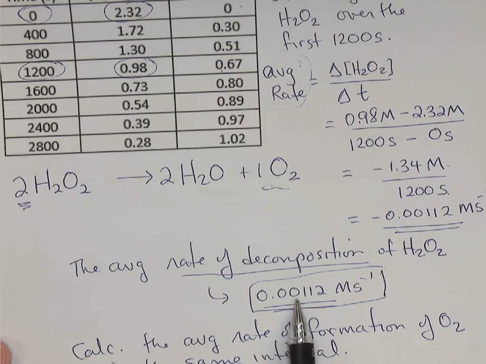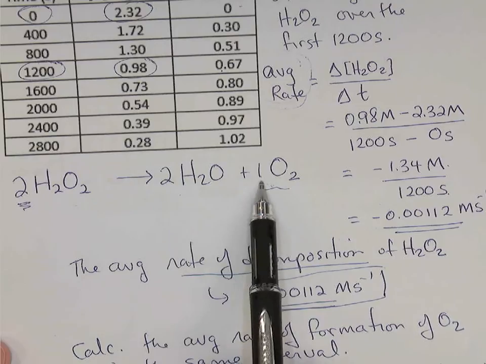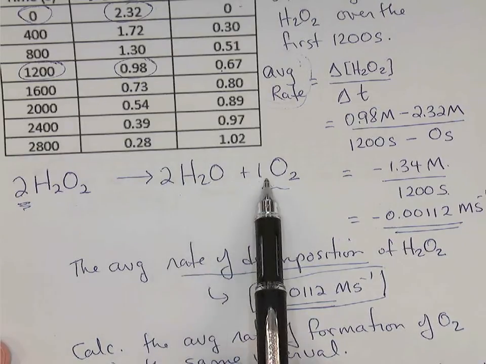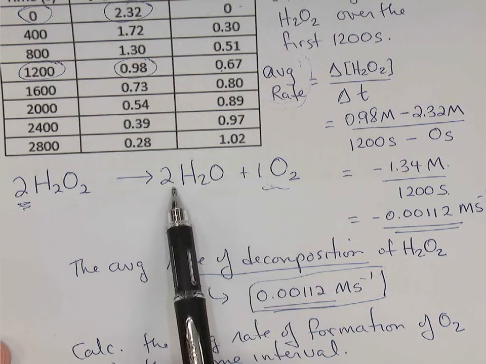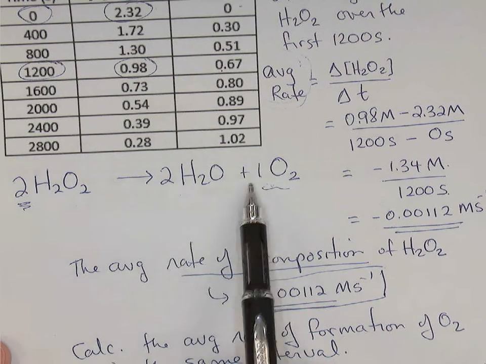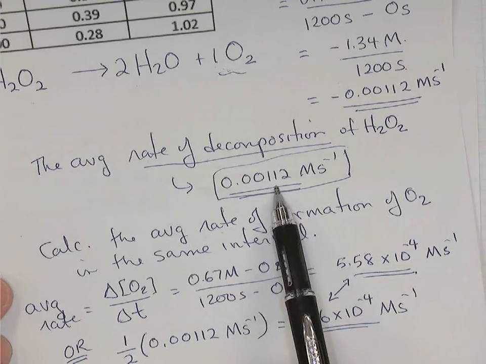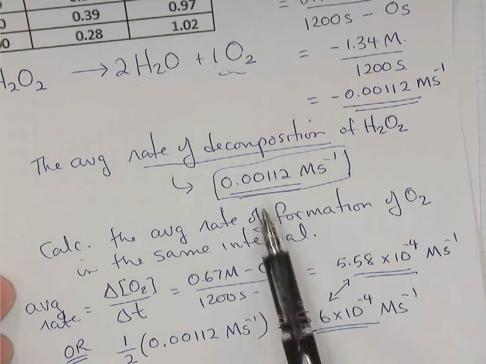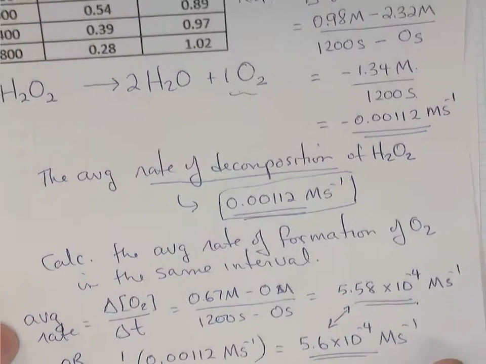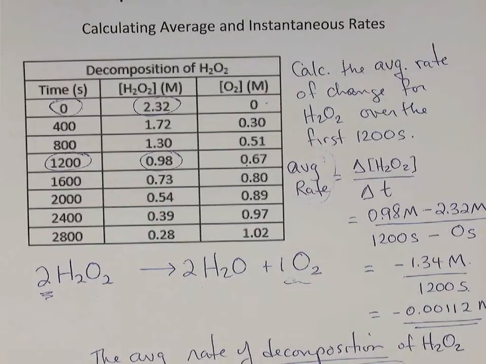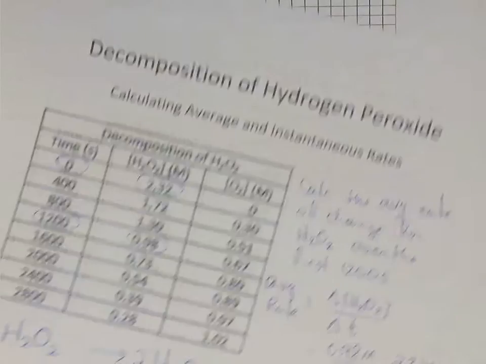Similarly, if we compared water to oxygen, we could say that water would appear twice as fast as the oxygen was appearing because of the ratio 2 to 1. And so if we took oxygen's rate of formation and doubled it, we would get the same answer, 0.00112 molarity per second for the water. So there we've calculated average rates using data like this in a table. Now if that data were graphed, what would it look like? Well, I've got that done for us here.